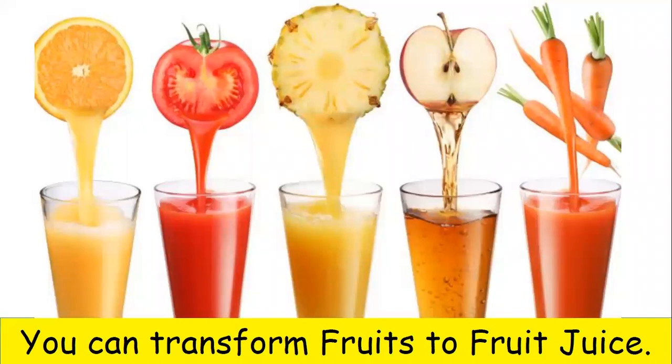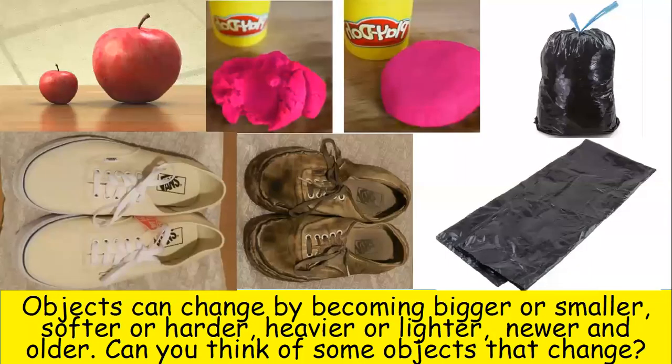You could transform fruits to fruit juice. You can do it in many ways. You can make juice, you can make smoothies, you can make ice cream, you can make pies, you can make cakes, you can make ice pops. There are so many things you can transform food with, right? And that's how food objects change.